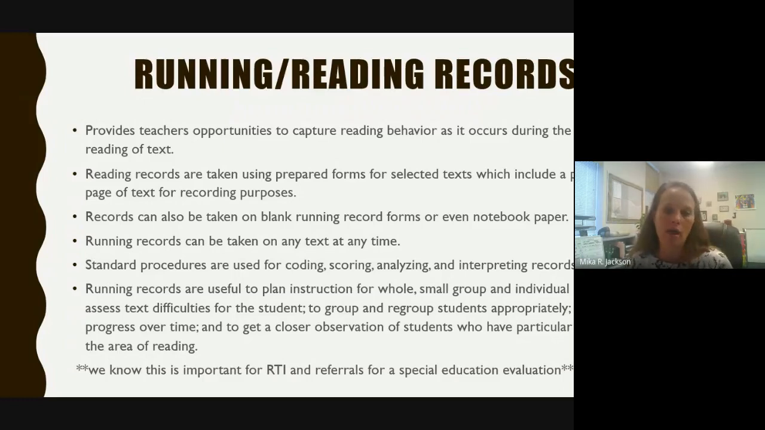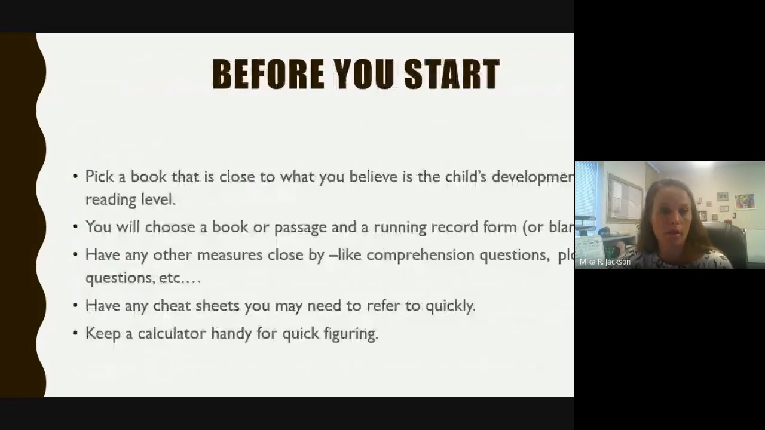So we know that taking this data is important because everybody's involved in RTI, response to intervention, and you have to keep track of your kids, especially if you want them to get some extra help. There's got to be data there. And especially when you want to start a referral for a special education evaluation, you've got to have the data there. So it's super important, especially on your low babies, that you're getting a lot of data, and running records are a great way to do that.